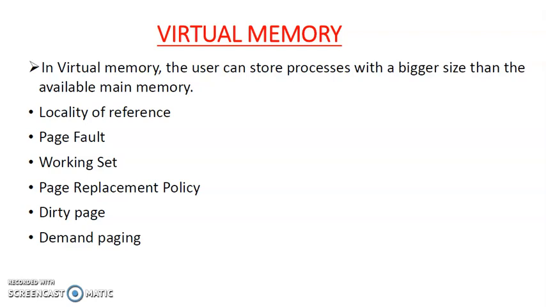Then the next one is page replacement policy. As the number of processes and the number of pages for each process increases, at some point of time all the page frames become occupied. In this situation, if a new page is brought into memory, the operating system has to overwrite some existing page in memory. The page to be replaced is selected by the page replacement policy.